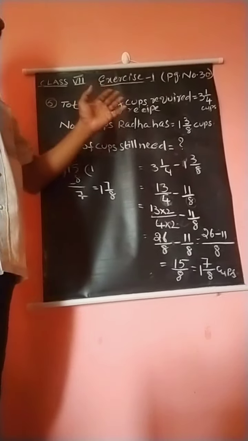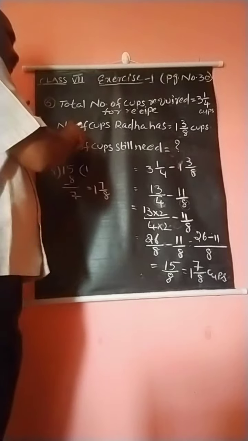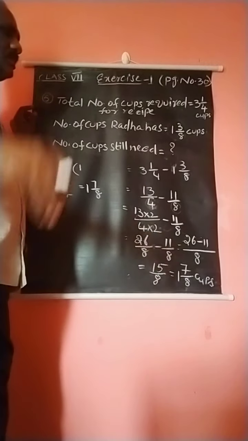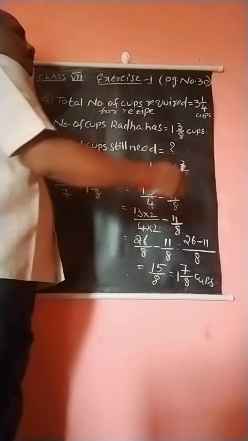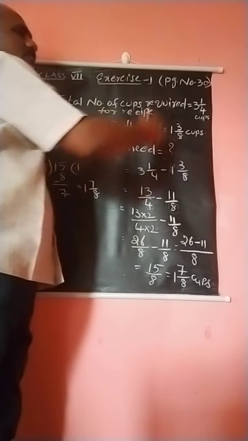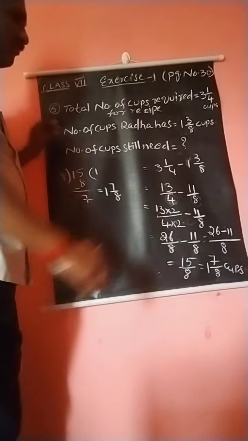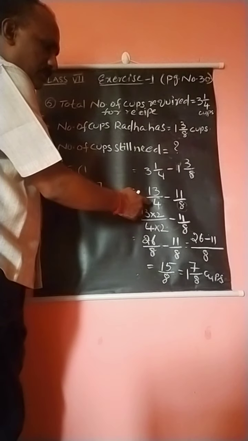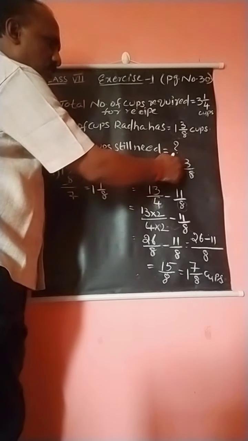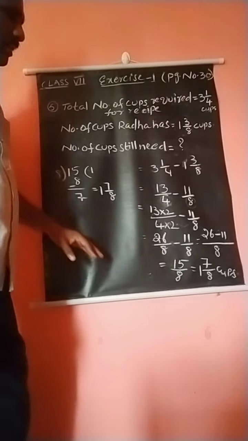See, children, what is this problem? The total number of cups required for preparation of the recipe is 3 1/4 cups. But Radha has only 1 3/8 cups. Still, how many more cups she needs is the question. For that, whatever she has should be subtracted from the total number of cups. That means 3 1/4 minus 1 3/8. Convert the mixed fractions into improper fractions. 4 3s are 12 plus 1, 13, so 13/4, minus 11/8. 8 ones are 8 plus 3, 11.